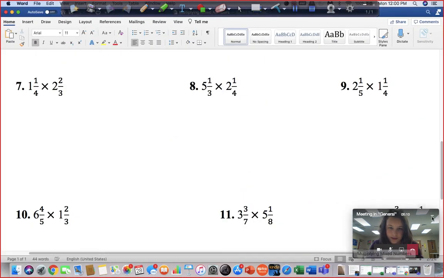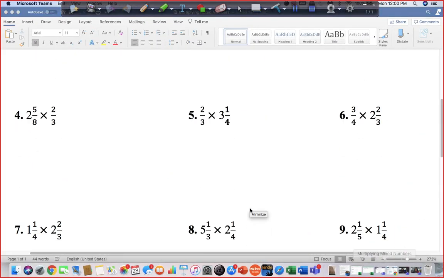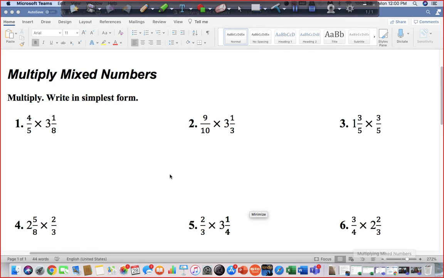Okay, so we are going over the answers to multiplying mixed numbers. I'm going to do them on a separate sheet of paper, but you can work on them on your worksheet or on your separate sheet of paper in front of you. You getting it out? Oh, pencil. That's smart.